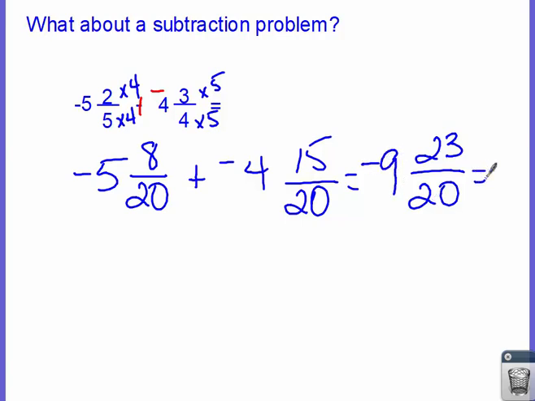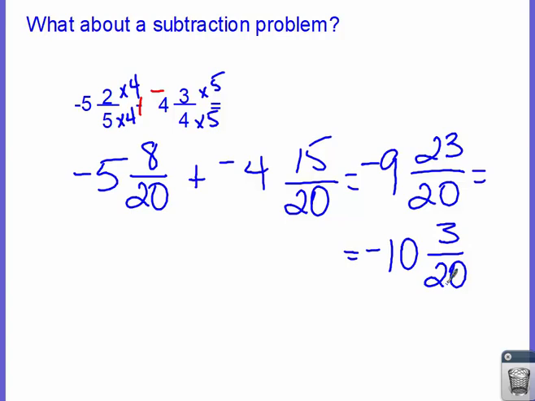Now we have to simplify because it's improper. So how many 20s in 23? There's 1. So we add that into the 9 to get -10. We subtract those out. We get 3. What size piece are they? 20s. So we end up with negative 10 and 3/20.